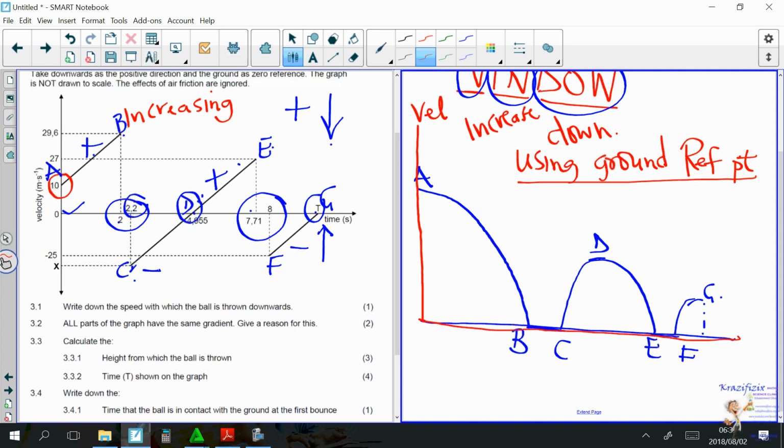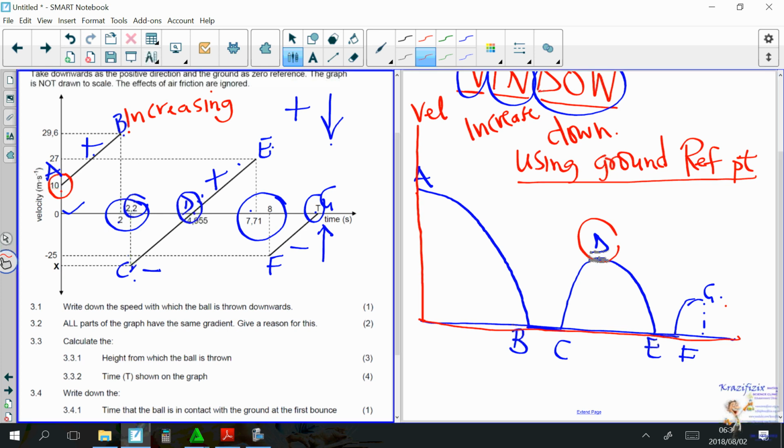Somebody's asking, why is G lower than D? Let's answer you quickly. Look at the velocity here. From 10 to 29.6. Is that okay? Now, we don't know C. But here, look at E. E is what? 27. Automatically, this also should be 27. I'll prove it to you mathematically.